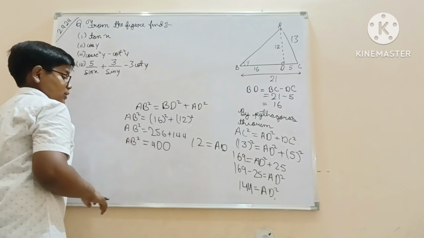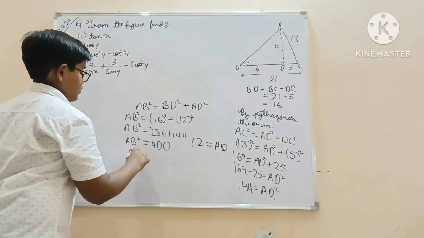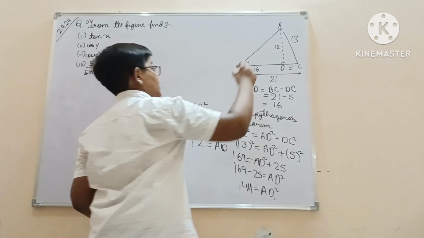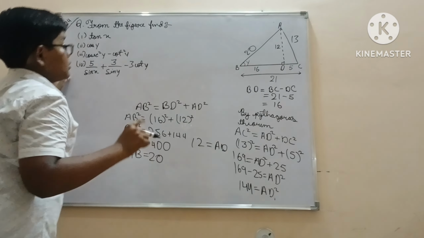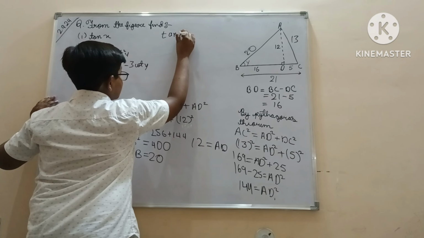Now these both values are perfect squares. AB square will give us AB and 400 will give us 20. So now we have found the value of AB, which is 20. Now we will find the trigonometrical ratios. So our first is tan x.